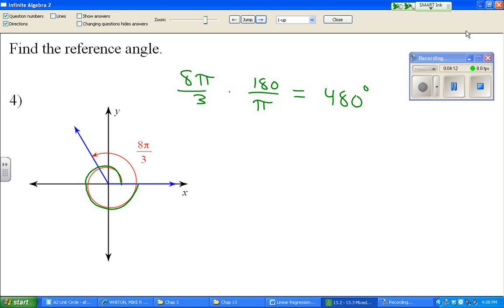So to figure out how much more we did, if I subtract off 360, I can get 120. 120 is a coterminal angle. The 120, let's use red here, that's going to be from there to there. Okay, that's 120 degrees.